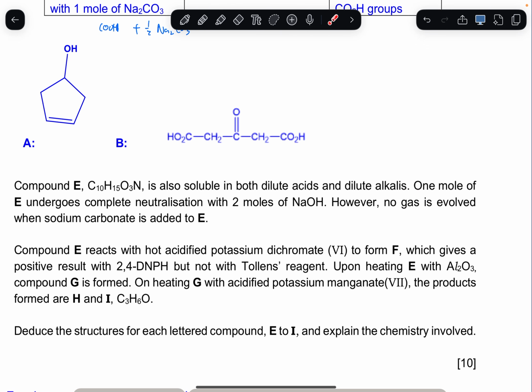Okay, so upon heating E with Al2O3, you should figure this is elimination. So G will be alkene, then this is oxidative cleavage of the alkene. Alright, so let's move on. Any questions for 2? I'm not going through the answer because you haven't done it. Do it on your own, then check the answer key. The answer key is quite self-explanatory. Alright.